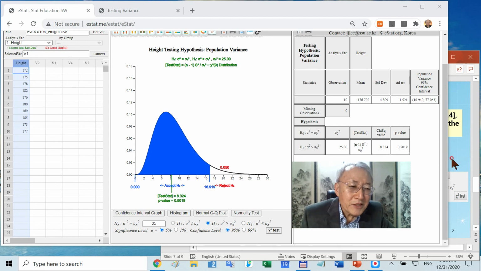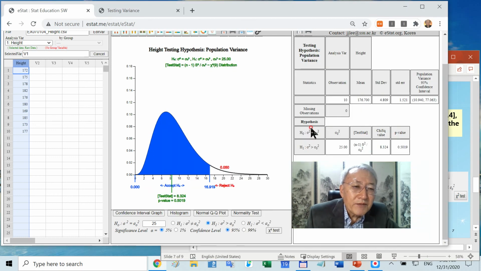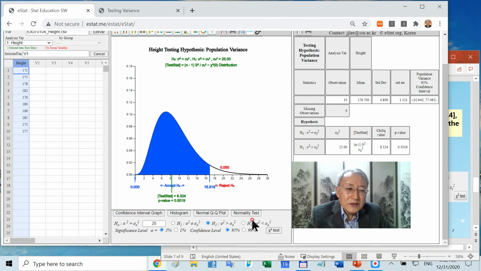Okay. I mean, what is our sample variance? The variance of this problem is 4.8 squared. Okay. We want to test whether it is 25 or more. Well, therefore, what is our sample standard deviation? It's close to H0, which is 25.